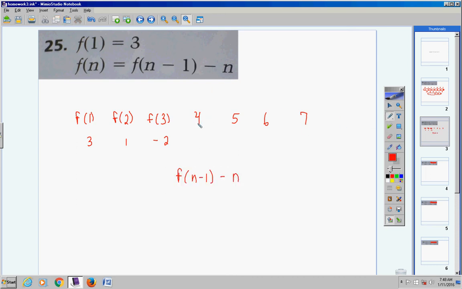Now we're going to substitute 4 in for n. So 4 minus 1 is 3. F of 3 is negative 2. Bring down your negative sign, and you're putting 4 in. So put a 4 right here. Negative 2, negative 4, you owe me 2. You owe me 4 more dollars. That's negative 6.